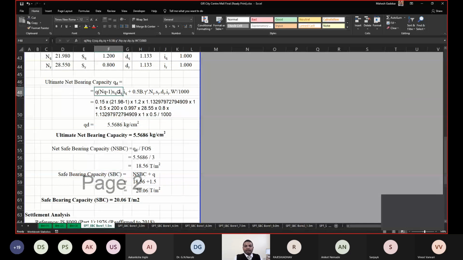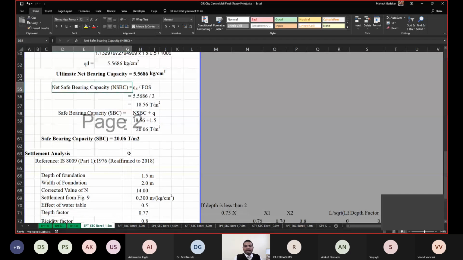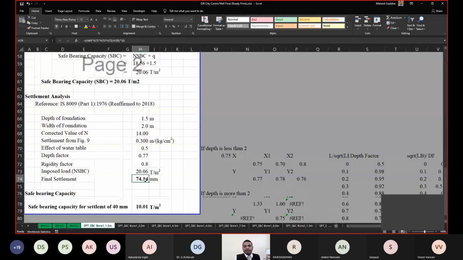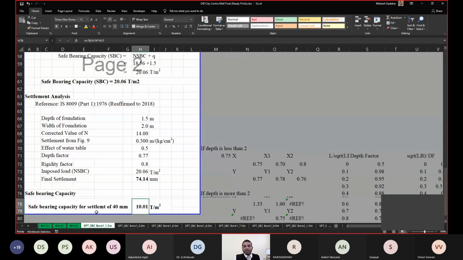And SBC can be calculated, and the settlement characteristics can also be calculated based on the given data, the provided data which is observed from the field, and the judgments. So a final settlement can be taken, and depending on the type of the strata on which it is resting, for the given settlement we are giving the SBC of that strata.